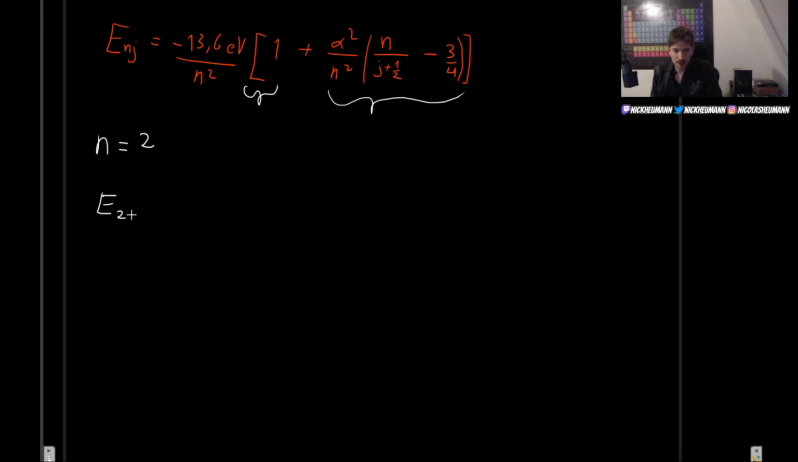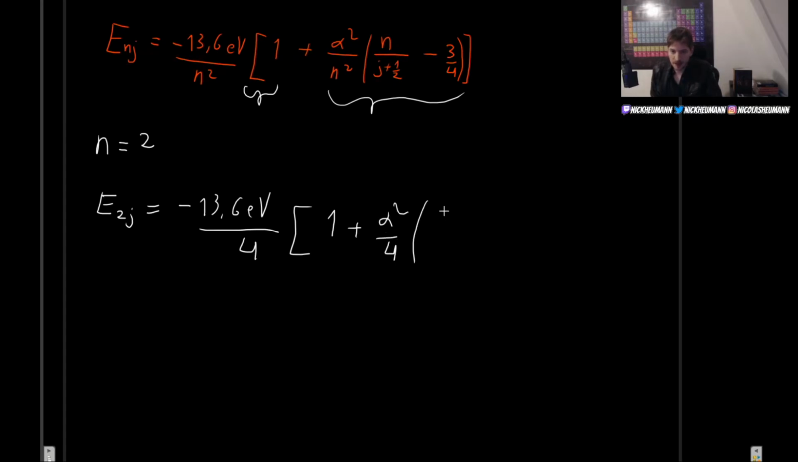So this will be E to J, and this will be minus 13.6 divided by 4. So minus, well, I already had a minus, whoops. So this is 13.6 electron volts divided by 4 times 1 plus alpha squared divided by 4, and then 2 divided by j plus 1/2 minus 3 over 4. So we have two possible values for j. We have j equals 1/2 and 3/2.